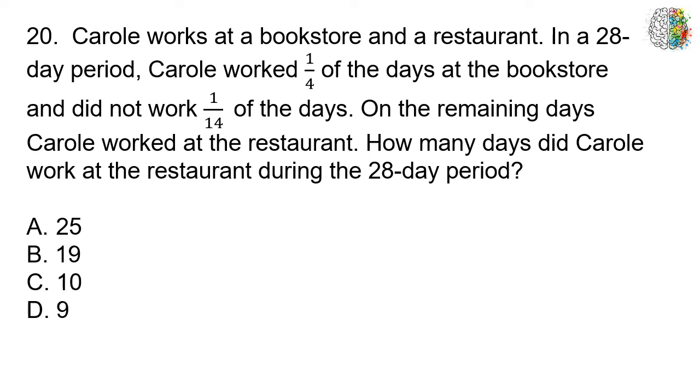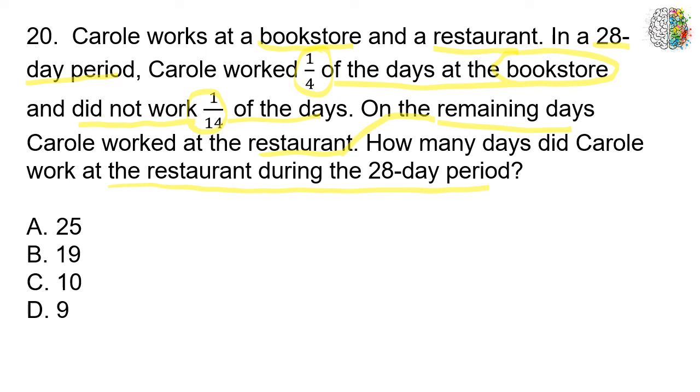So let's look at what they've given us to figure out how to set up this problem. The first thing it tells us is that she's working at a bookstore and a restaurant. It tells us that she's working 28 days. So in a 28-day period, she worked 1/4 of the days at the bookstore. She did not work 1/14 of the days. And on the remaining days, she worked at the restaurant. We want to know how many days she worked at the restaurant during the 28-day period.